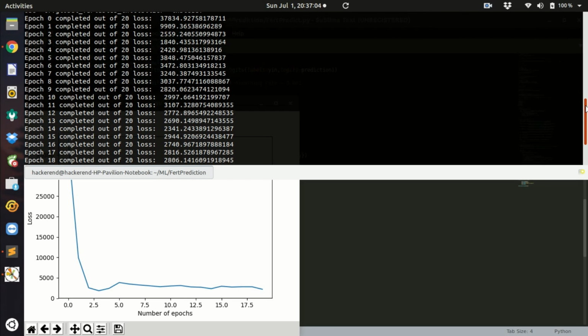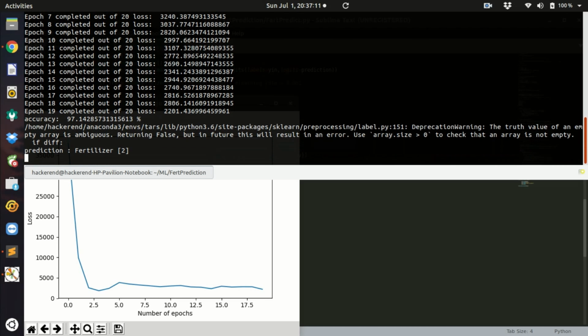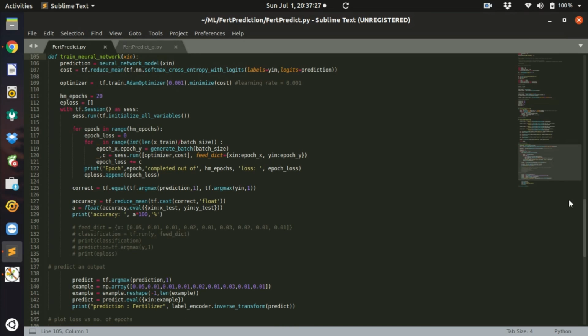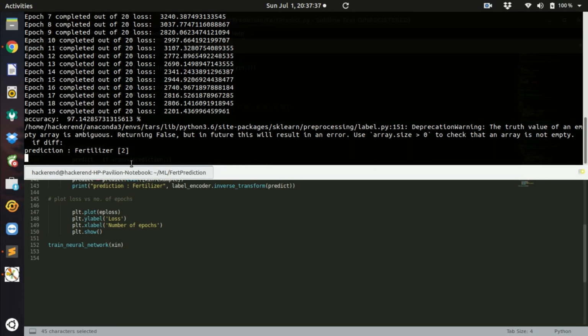That means the optimizer we have used is working well, and in turn we are getting an accuracy of 97.14%, which is pretty decent. The prediction here is giving fertilizer 2 for the input we have given, that is the user input of 9 feature sets. Our model is predicting that the fertilizer to be used for this kind of situation is fertilizer 2.